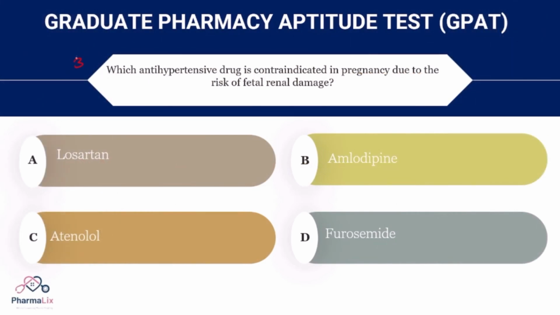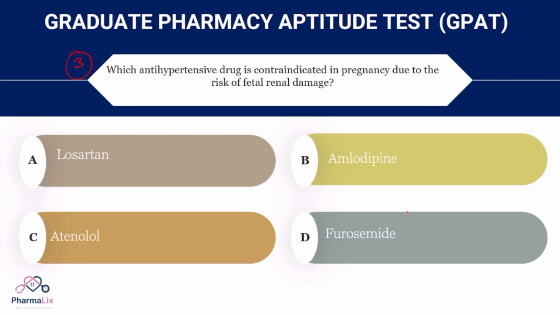So the third question is, which of the hypertensive drugs is contraindicated in pregnancy due to risk of fetal renal damage? This question could also be asked as, drugs which are not used in pregnancy during hypertension. So is it losartan? Is it amlodipine? Is it atenolol? Or is it furosemide?